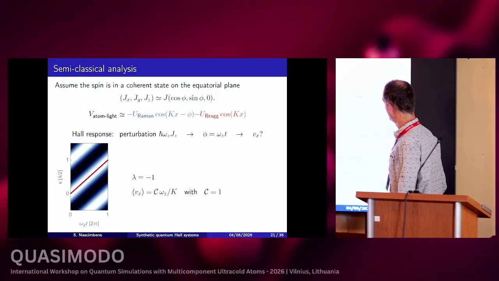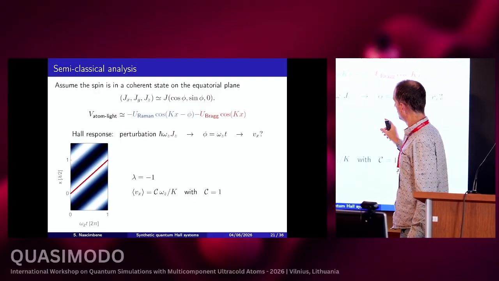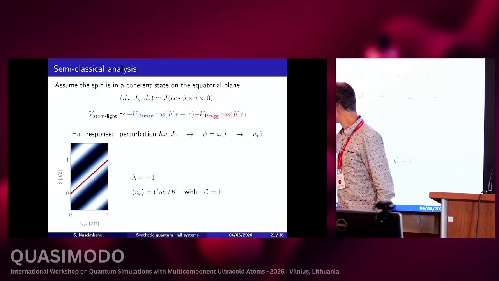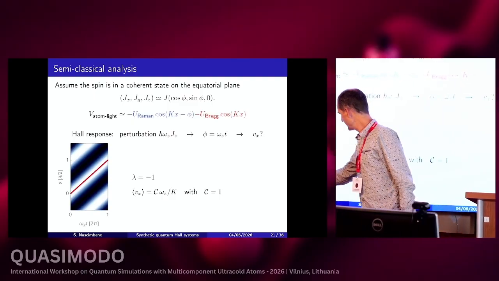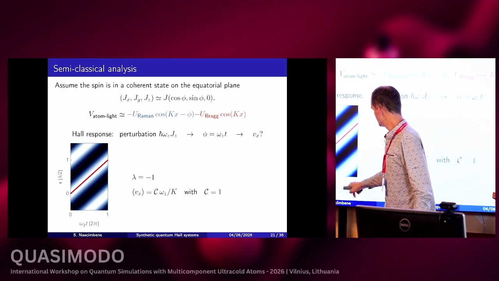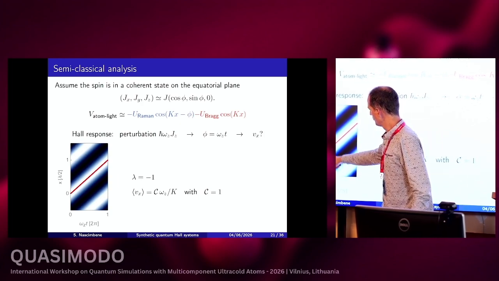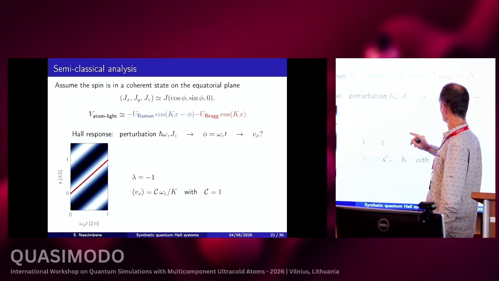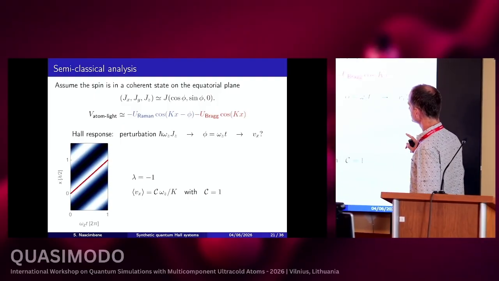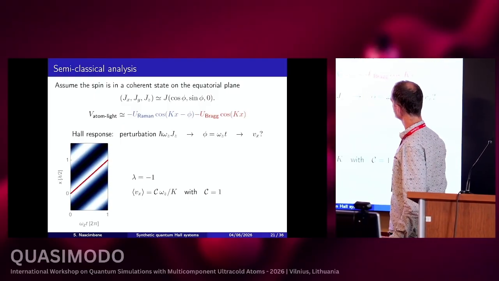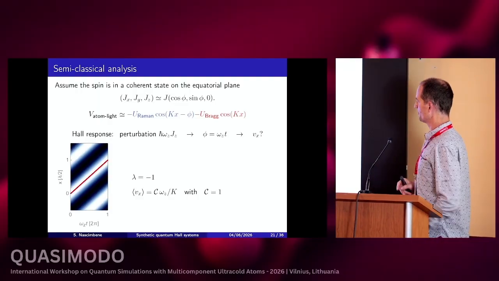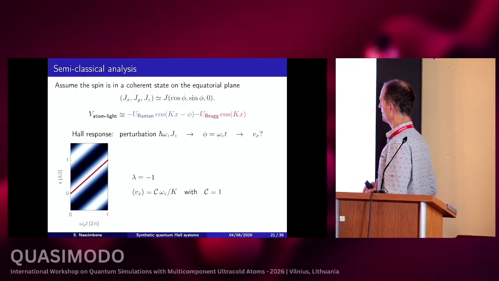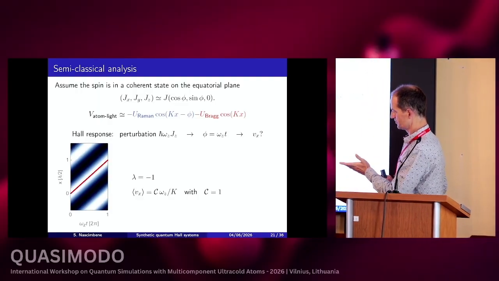Okay, so this is what is plotted here, this potential, where on the x-axis I have this azimuthal angle phi, and on the y-axis I have x. Actually, the idea of doing that is that when we want to study the Hall response, we are going to apply a perturbation, and we are going to look at the transverse response.